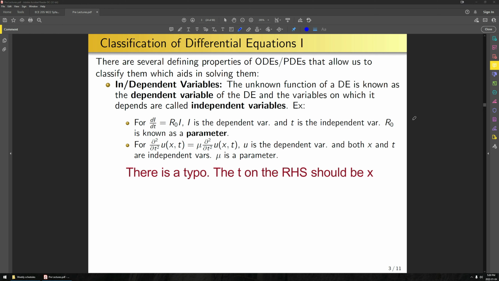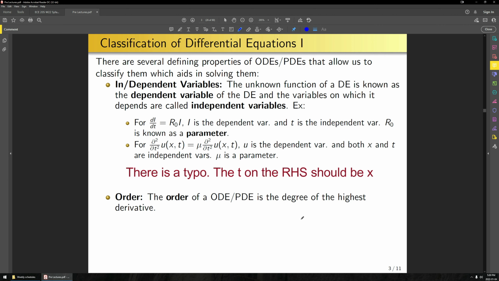Okay, so next up, let's talk about the order of a differential equation. So the order of an ODE or a PDE is the degree of the highest derivative. So what do I mean by this? Well, if I take a 50th derivative, then it would be a 50th order ODE or PDE, depending on what type of derivatives I take. So for one example, what order do you think this is? Well, the highest derivative I'm taking is the first derivative here, so this would be a first order ODE.